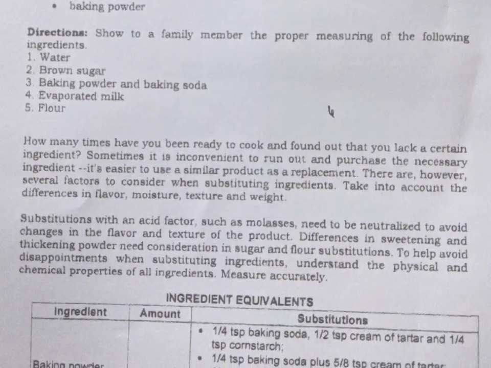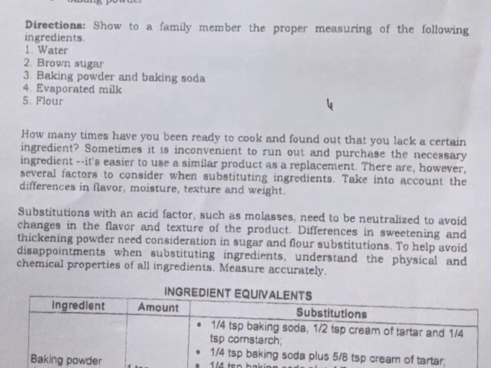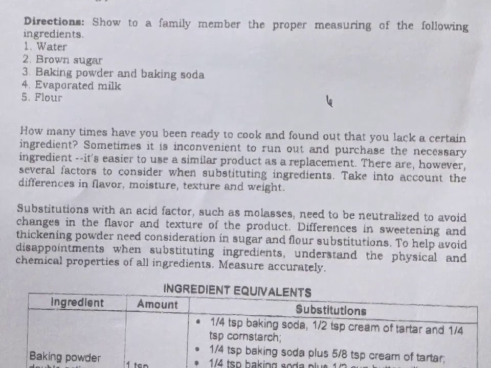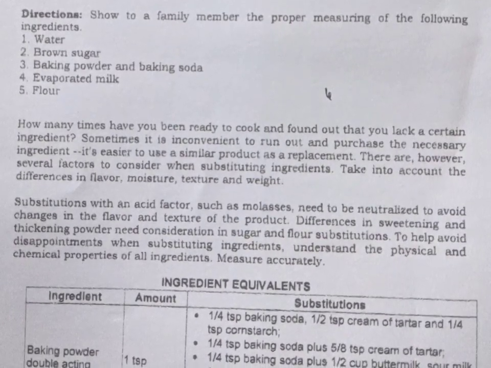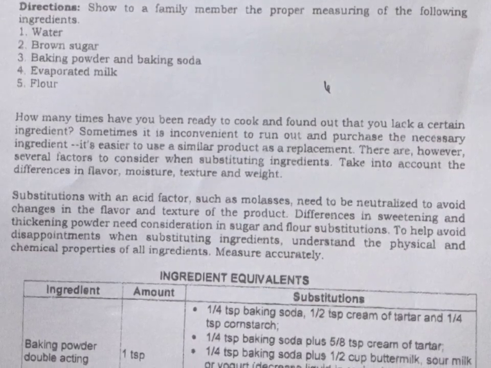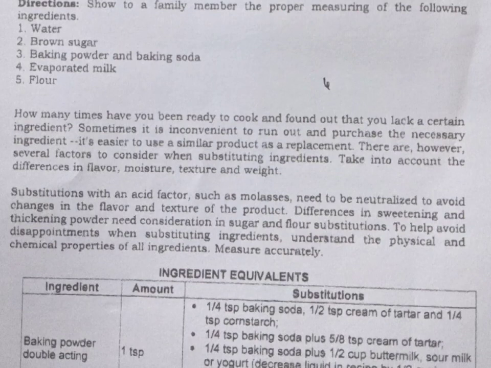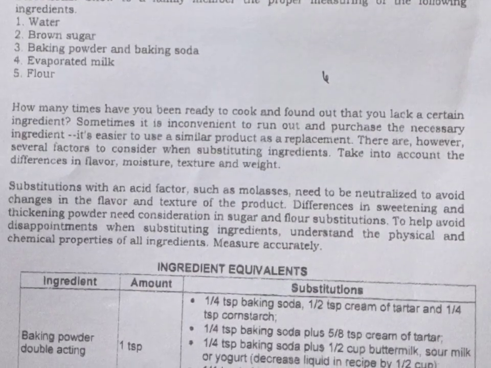Substitutions with an acid factor, such as molasses, need to be neutralized to avoid changes in the flavor and texture of the product. Differences in sweetening and thickening power need consideration, and so does sugar and flour substitution. To help avoid disappointments when substituting ingredients, understand the physical and chemical properties of all ingredients. Measure accurately. Let's proceed to the "What I Have Learned" part of this module.